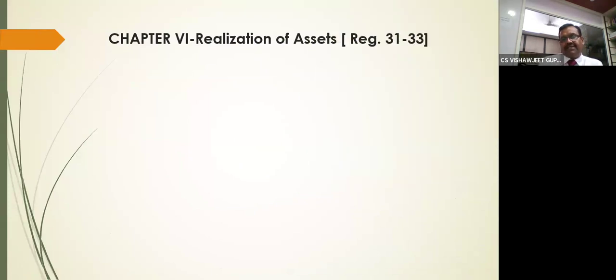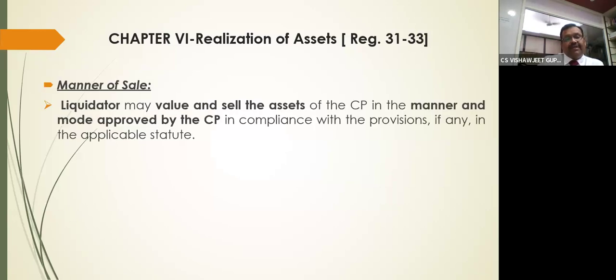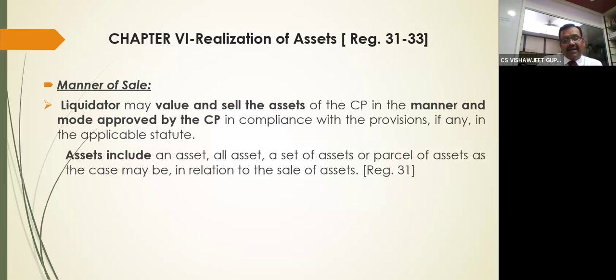Now, realization of assets. Regulation 31 to 33 says manner of sale. So liquidator may value and sell the assets of the CP in the manner and mode approved by the CP, in compliance with the provisions, if any, in the applicable statute. So the liquidator who has valued the asset may sell the asset, but in the manner and mode approved by the corporate person. The assets include a single asset, all assets, a set of assets, or a parcel of assets, as the case may be, in relation to the sale of assets as per Regulation 31.